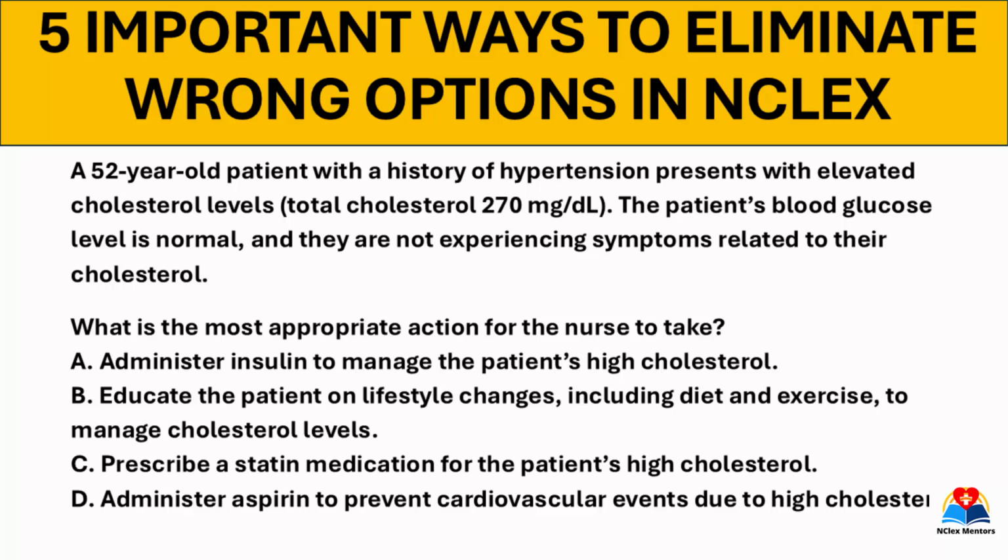The options given to you on the screen are: Option A, administer insulin to manage the patient's high cholesterol. Option B, educate the patient on lifestyle changes, including diet and exercise, to manage cholesterol levels. Option C, prescribe a statin medication for the patient's high cholesterol. Option D, administer aspirin to prevent cardiovascular events due to high cholesterol.